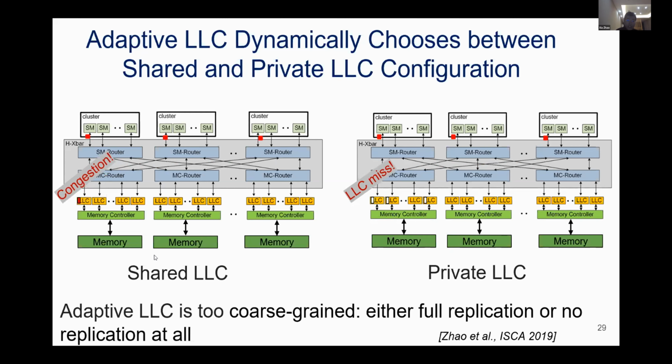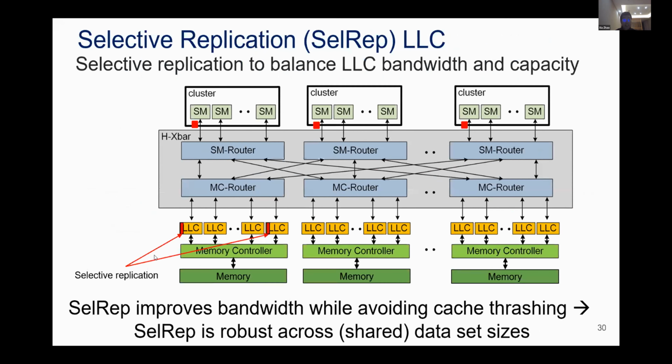So it is too coarse grained. The adaptive LLC is either full replication or no replication at all. Here in this work, we propose the selective replication to balance the LLC bandwidth and the capacity. The selective replication can improve the bandwidth while avoiding the cache thrashing. So it is robust across different data sizes. As shown in the figure, instead of replicating the data across all the LLC slices, in the selective replication, we only replicate the data across a couple of LLC slices to achieve the balance between the LLC bandwidth and LLC miss rate.